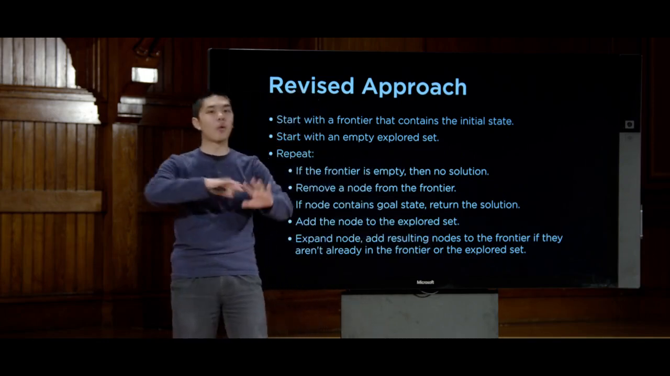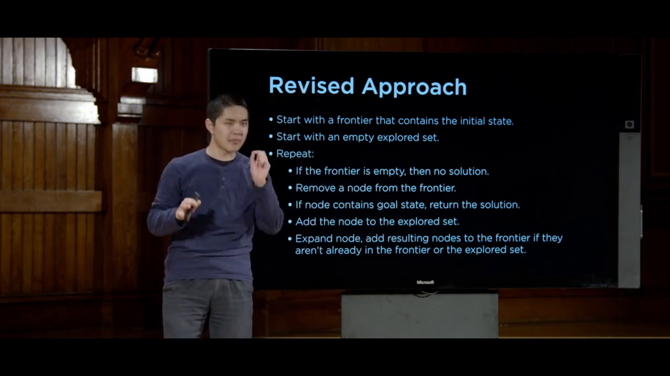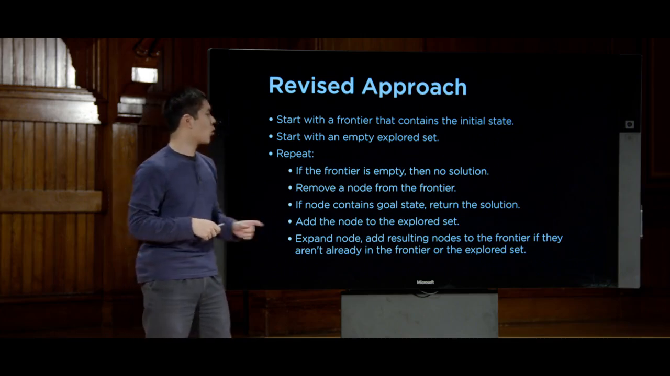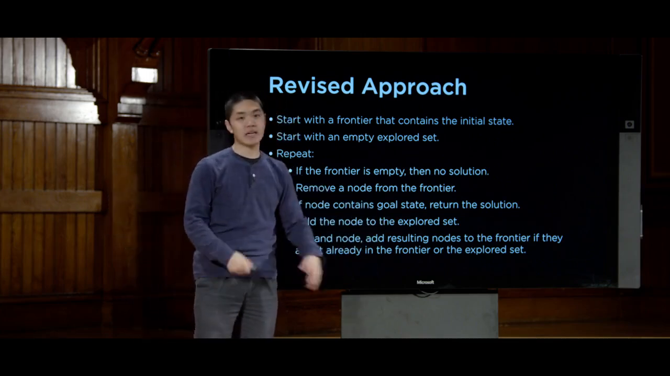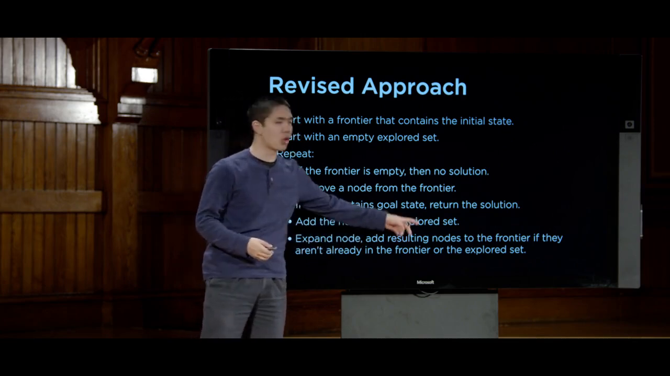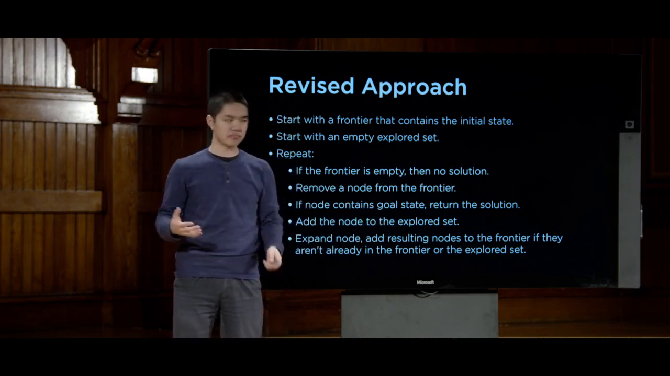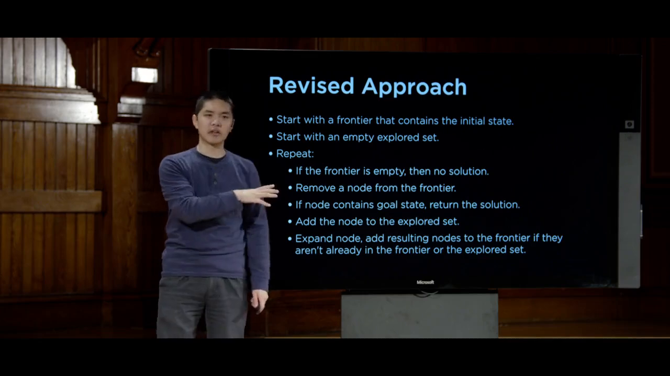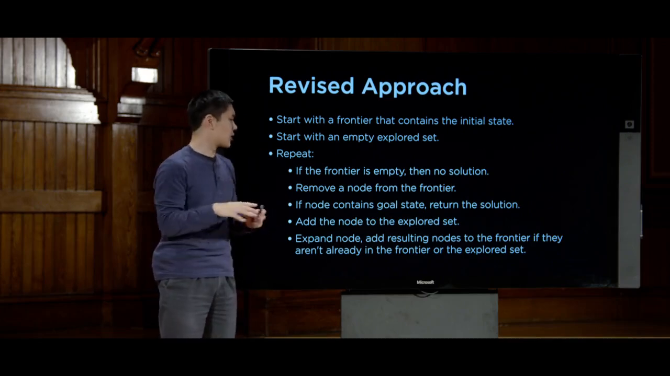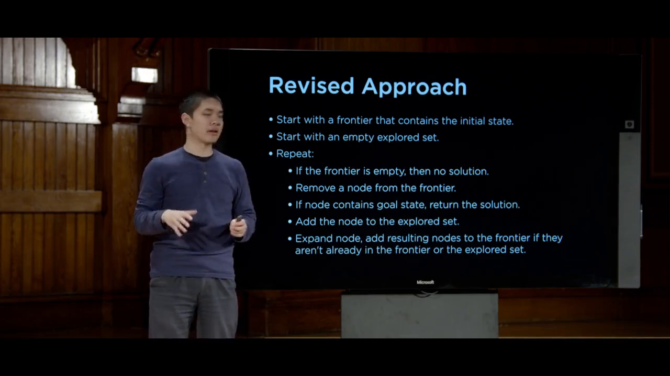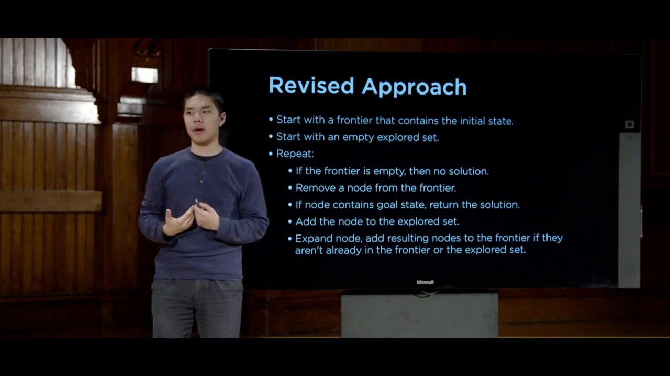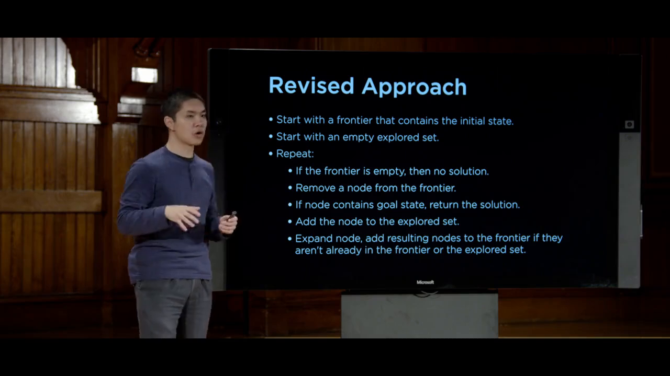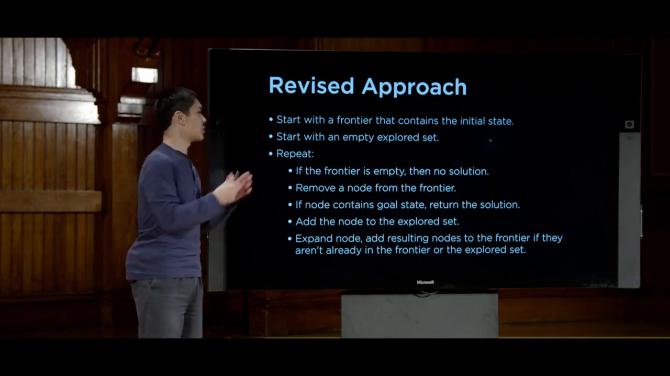But before we just always added the resulting nodes to the frontier, we're going to be a little cleverer about it this time. We're only going to add the nodes to the frontier if they aren't already in the frontier and if they aren't already in the explored set. So we'll check both the frontier and the explored set, make sure that the node isn't already in one of those two. And so long as it isn't, then we'll go ahead and add it to the frontier, but not otherwise.